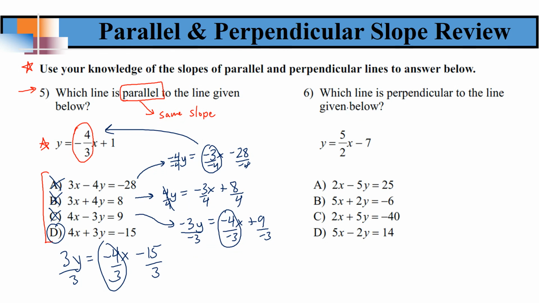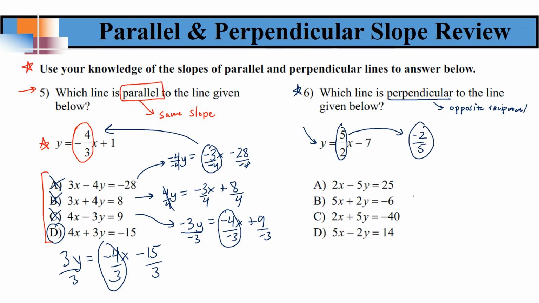Now in number 6, again, make sure you've written down the question number and the original directions, as well as this equation right here. We want to know which line is perpendicular. Now remember, perpendicular lines have opposite reciprocal slopes, which means flip the fraction, switch the signs. So we are looking for a line whose slope is not 5/2, but -2/5.